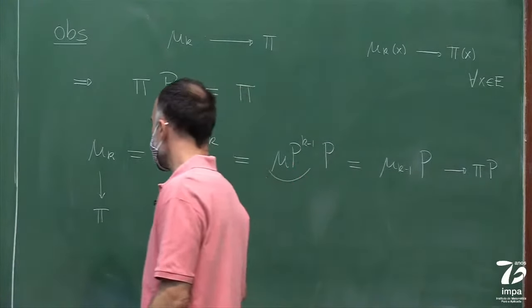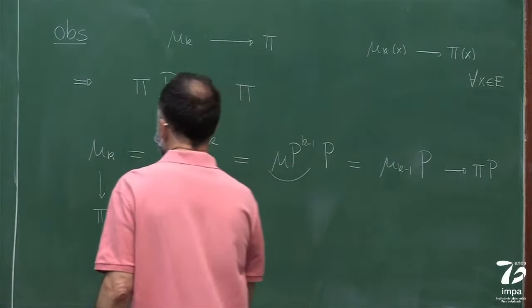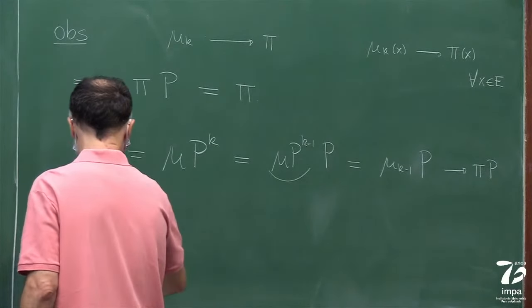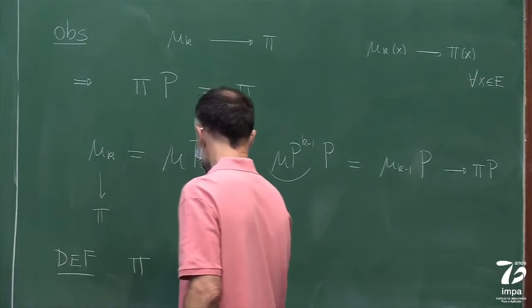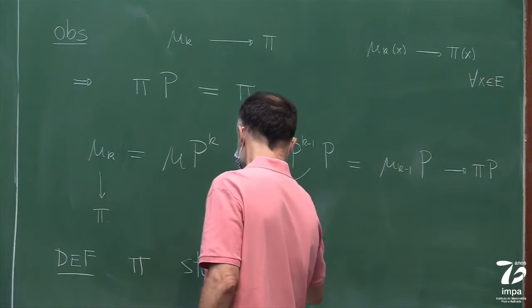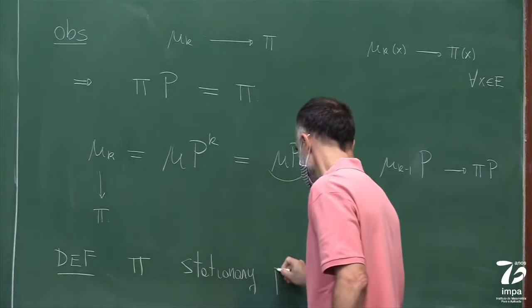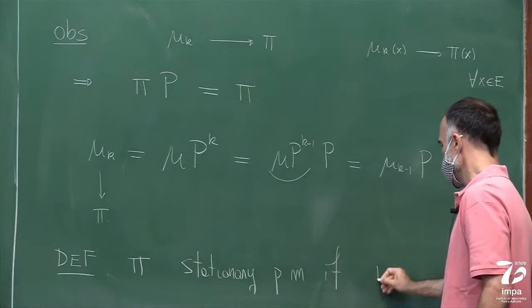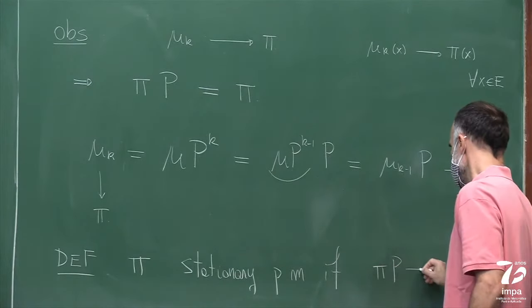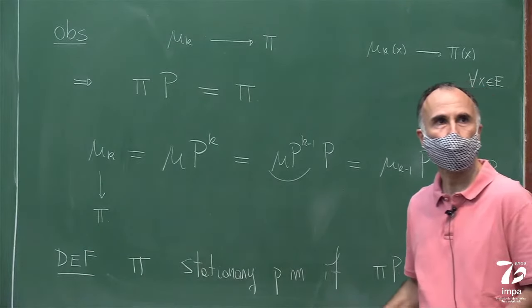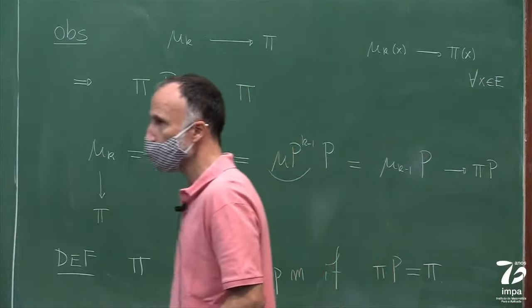So this is what I will call a stationary probability measure. So I'll say that pi, it's a stationary probability measure if pi p, it's equal to pi. Questions?